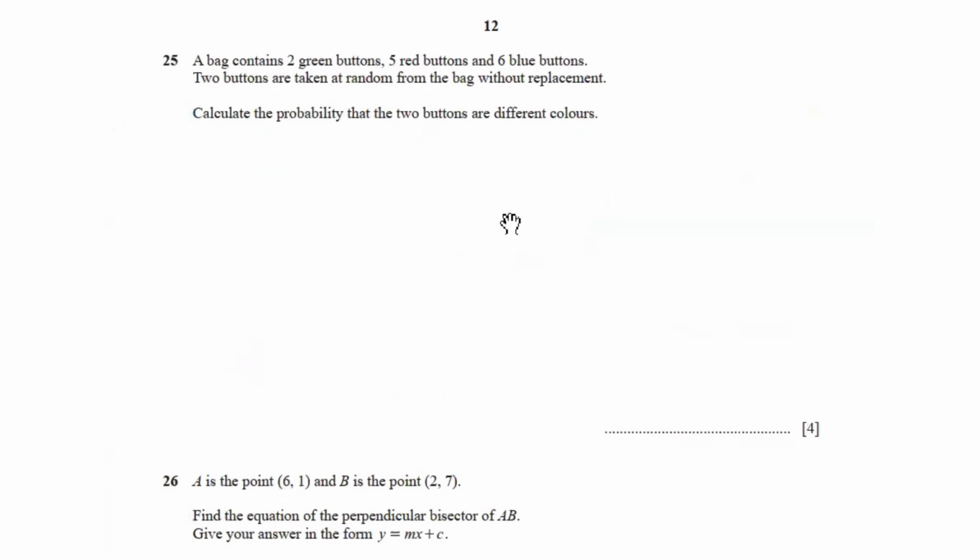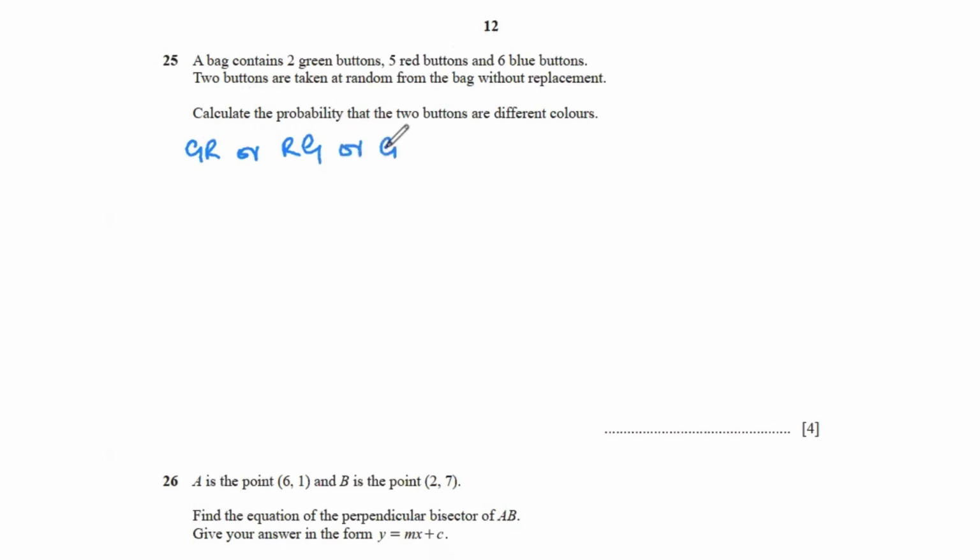Next question says that a bag contains 2 green buttons, 5 red buttons, and 6 blue buttons. 2 buttons are taken at random from the bag without replacement. Calculate the probability that the 2 buttons are different colors. So we can either have a green or a red, or red or green, because I don't know the order in which the button is taken. They haven't specified whether he took the green first or the red first. It can be the red first and the green later as well.